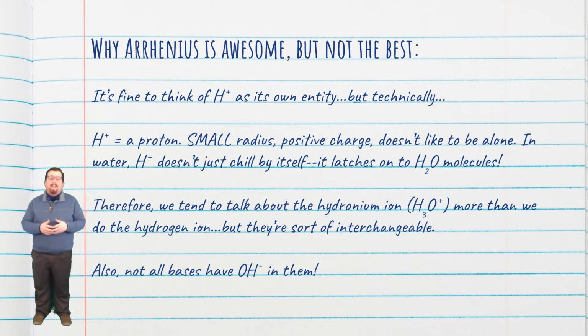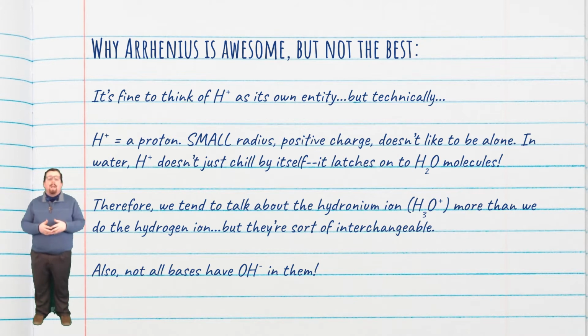When hydrogen ions exist in water, they tend to latch on to the water molecules, creating what we call the hydronium ion, or H3O+. So when we perform acid and base experiments in water-based solutions, it's more correct to refer to the hydronium ion than it is the hydrogen ion, though we often use them interchangeably because they kind of mean the same thing. More importantly, not all bases start out with a hydroxide ion. That makes the Arrhenius model a little faulty.